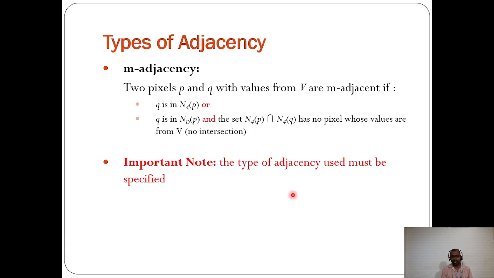If two pixels p and q with values from V are in the set of values, they must satisfy two conditions. The first condition is q is in N4 of p, or q is in ND of p, and the set N4 of p intersection N4 of q is empty, with no pixel whose values are from V. So there is no intersection point between the 4 neighbors. Then this is called m adjacency.